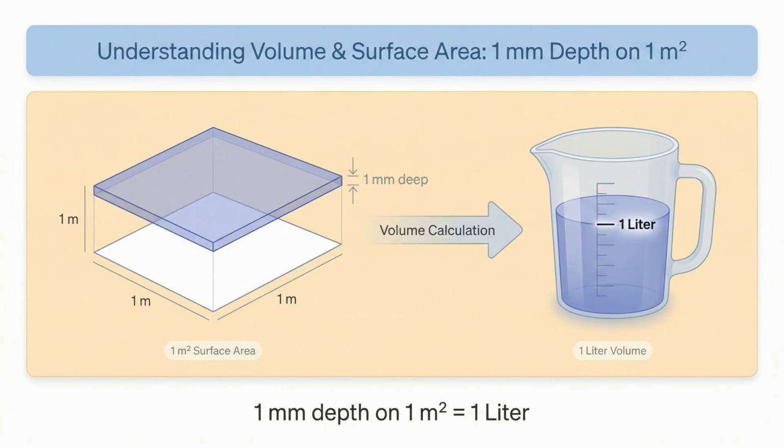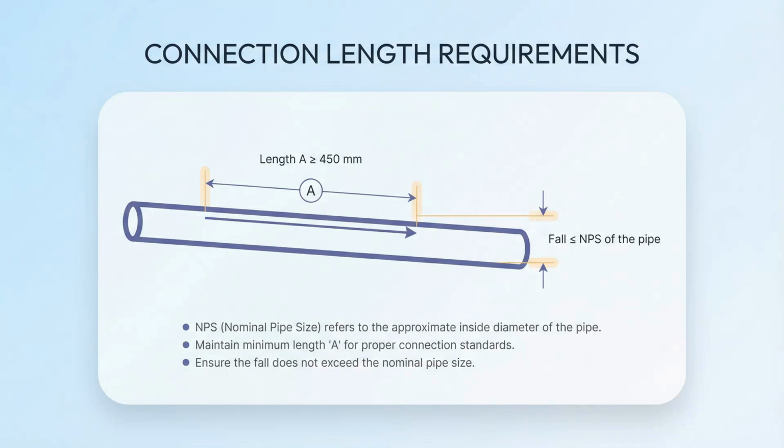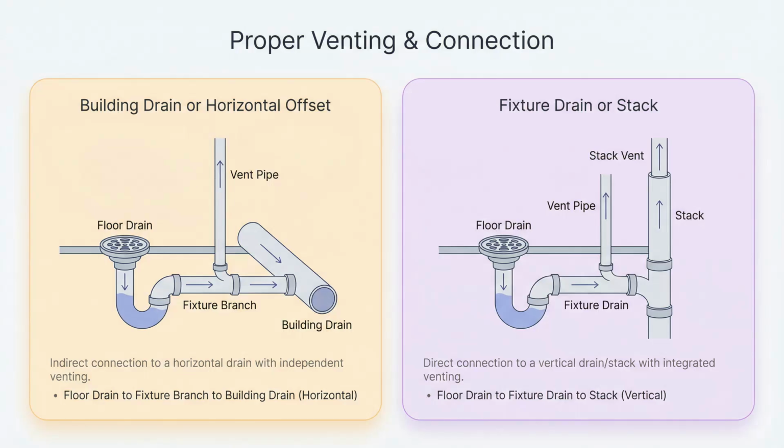Now, moving on to something a bit more technical, trapping floor drains. The code provides specific diagrams for how these should be connected, specifically looking at drain traps that are NPS 3 or larger. The critical detail here is about the length of the fixture drain, labeled as A in the diagrams. The material specifies that this length must be at least 450 millimeters. But here's the catch. The fall or slope of that pipe section cannot exceed the size of the pipe itself. Whether you are connecting to a building drain, a branch, or a stack, the configuration matters to prevent siphonage.